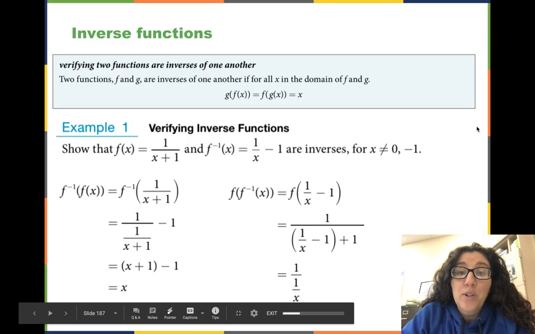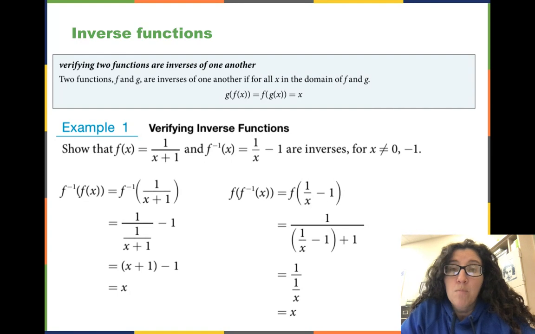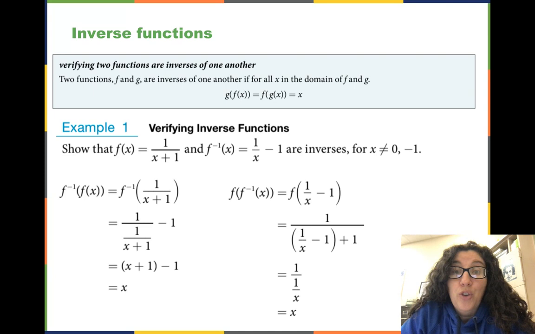All right, we are going to revisit inverse functions in the context of polynomials and rational functions. The interesting thing is most polynomials you're not going to be able to find an inverse for. Why is that? Well, remember when we talked about inverses, a function must be one-to-one in order to have an inverse, and most polynomials are not.